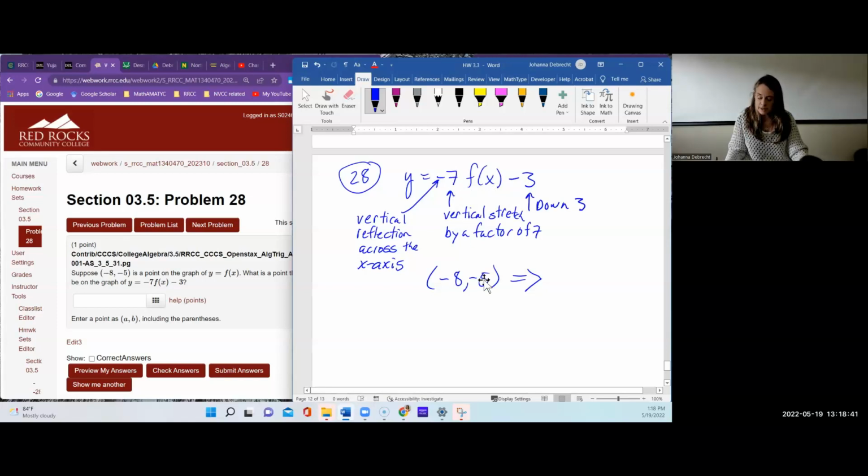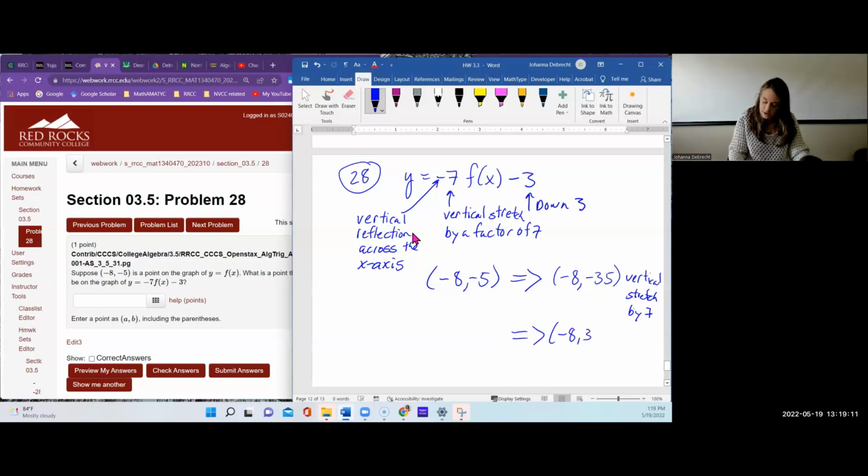So we do the 7 times -5, which gives us -35. Then we reflect it by multiplying by a -1, which gives us 35. So our first thing is the vertical stretch, which makes it go to -8, -35. This is the vertical stretch by a factor of 7. Then we do the reflection, which sends it to -8, 35.